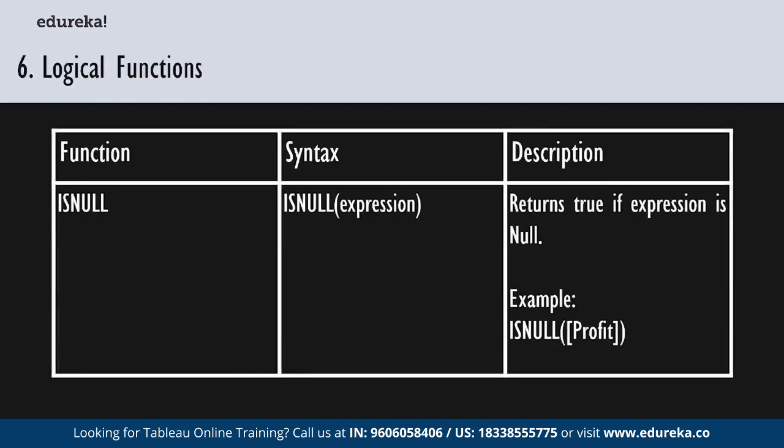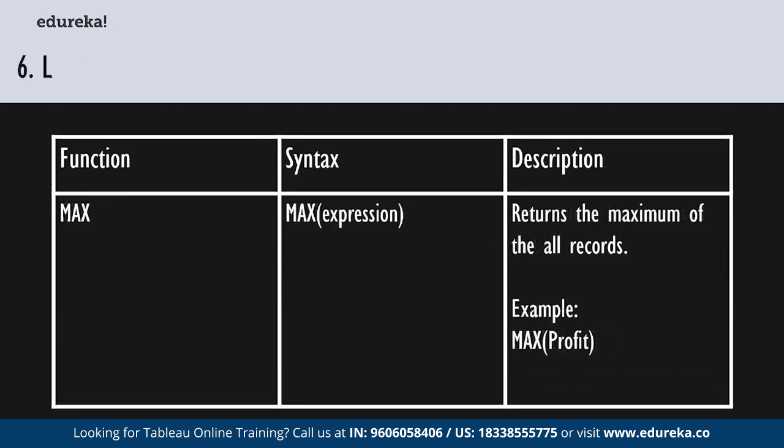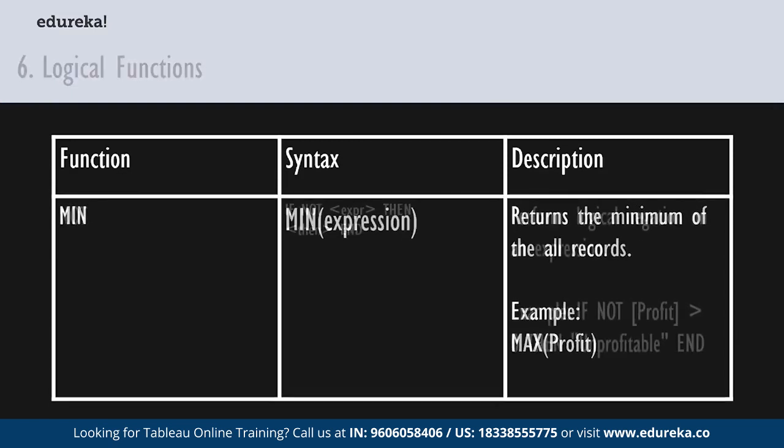Next we have isDate, which returns true if a given string is a valid date. It's no big deal. Then we have isNull, which returns true if the expression does not contain valid data, which is if your expression is null. Then we have max, which we have discussed many times before. It returns a maximum of all the records or maximum of 2 expressions for each record.